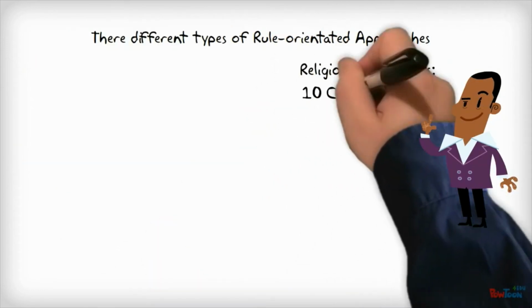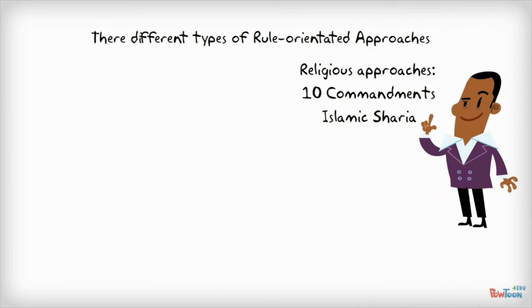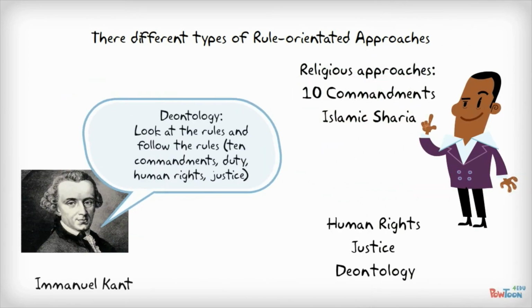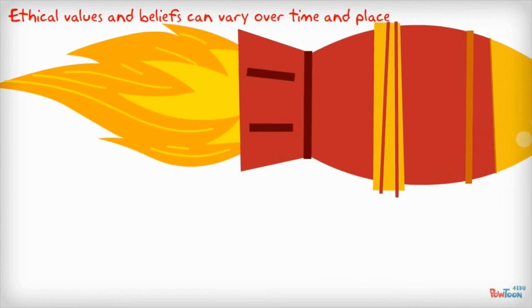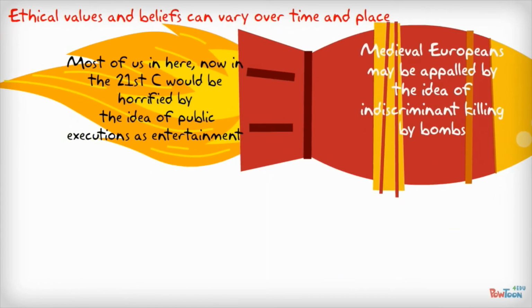There are different kinds of rule-orientated approaches, and we're used to this in everyday life. Ten Commandments, the Sharia law, human rights, justice, deontology, Immanuel Kant, looking at following the rules regardless of what's happened, whatever the context. But ethical values and beliefs can vary over time.